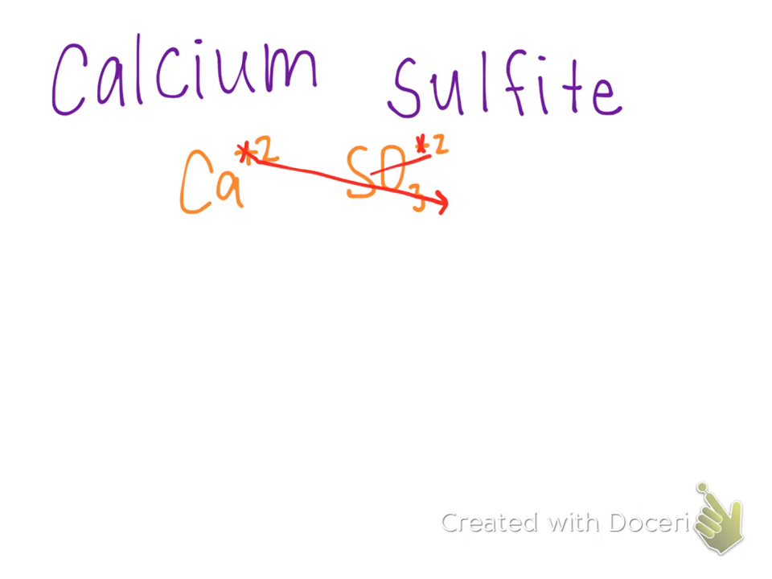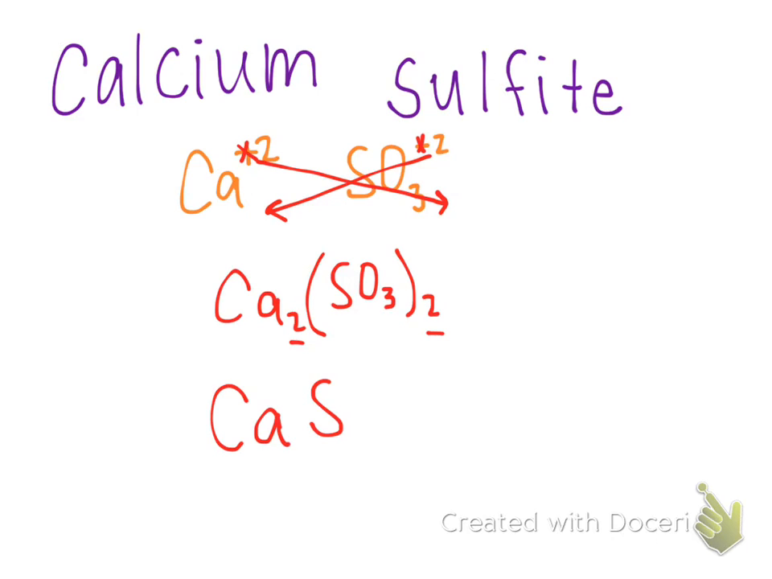We're going to bring it down, which would leave us with Ca, parentheses SO3, parentheses 2. Sorry, Ca2, SO3, 2. Now, can we reduce that? This can be reduced, okay? So now, that leaves us with CaSO3, 2. And a 1 right here, right? If there's a 1, we don't even need the parentheses. So if we've reduced it to not need more than 1, you can drop the parentheses again.